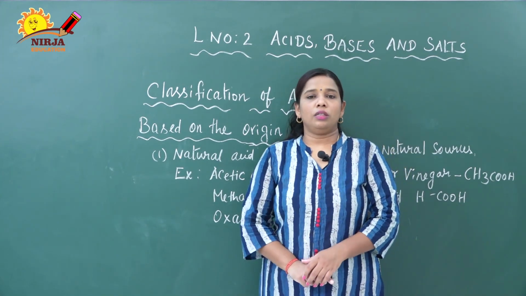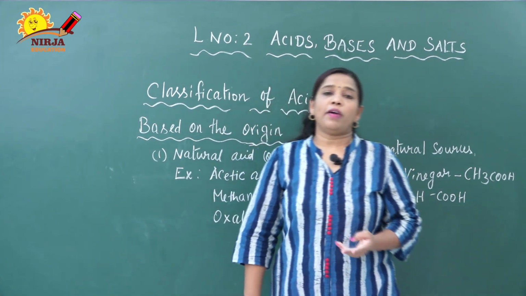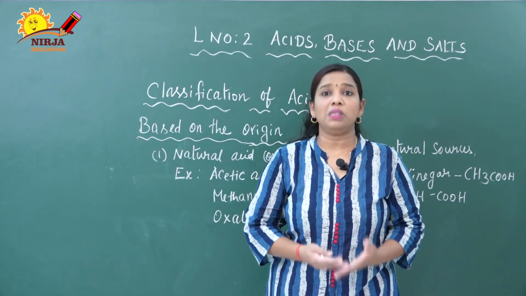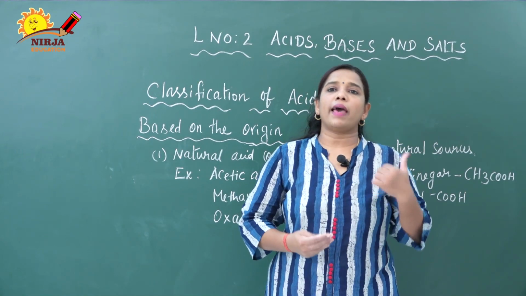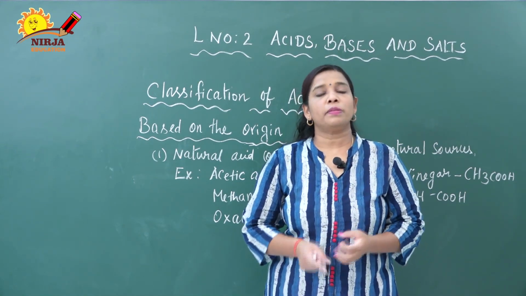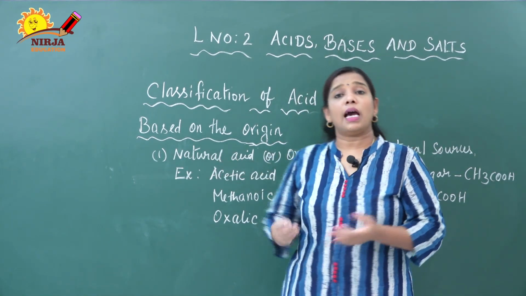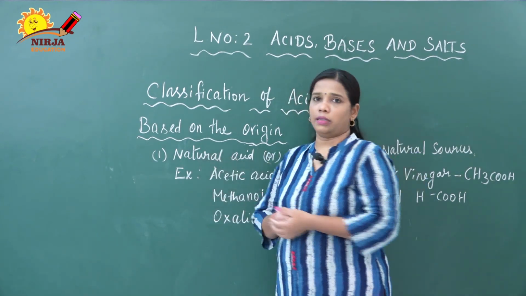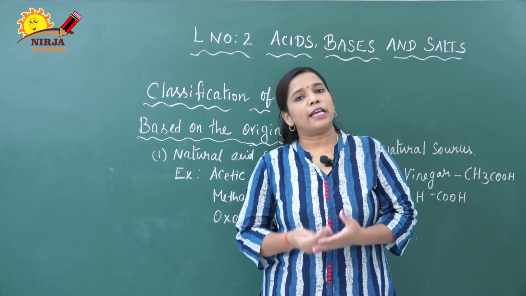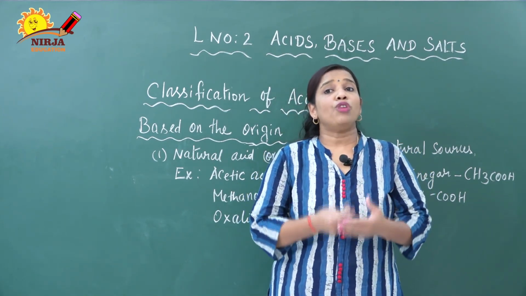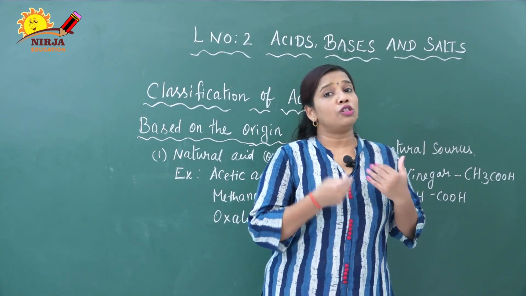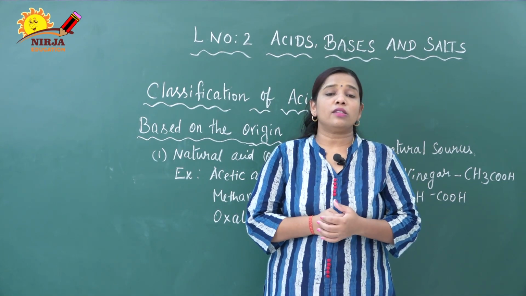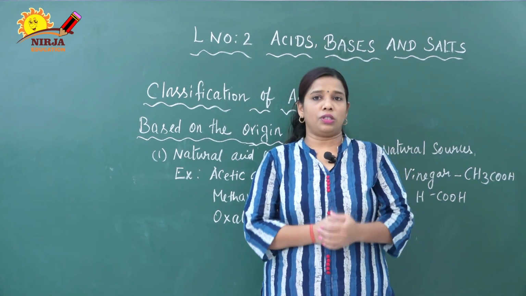Based on the origin, the acids are divided into 2 types. Once again I repeat, based on the origin means occurrence. Based on the occurrence, the acids are classified into natural acid and mineral acid. First we are going to discuss natural acid. What is meant by natural acid? The acids which are obtained from natural sources are called natural acids.